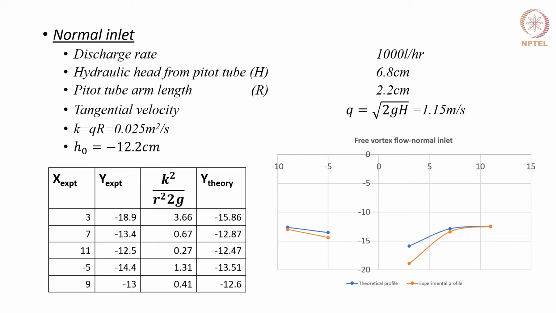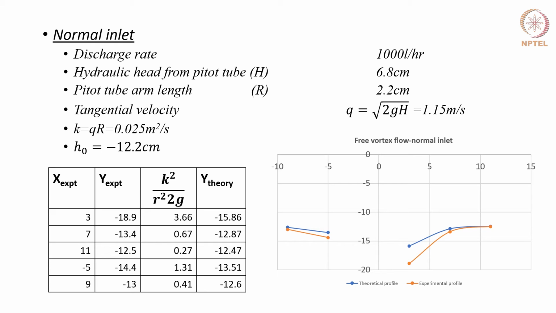So a plot of this x experiment versus y experiment will give us the experimental profile. Now we have to plot the theoretical profile. The theoretical profile can be plotted using the equation h is equal to h naught minus k square by r square 2g. H naught is the height of the vortex when r tends to infinity, and it was found to be minus 12.2 centimeter.